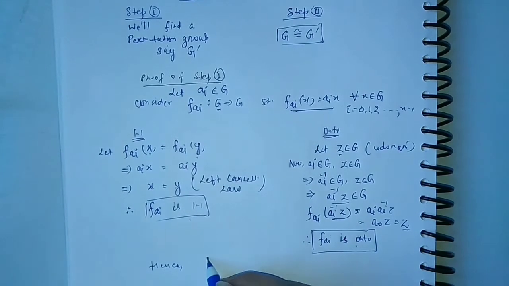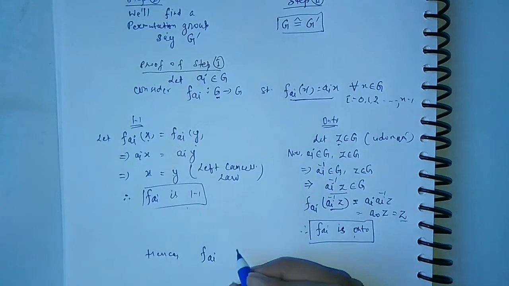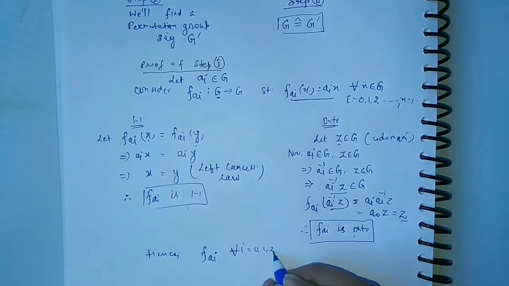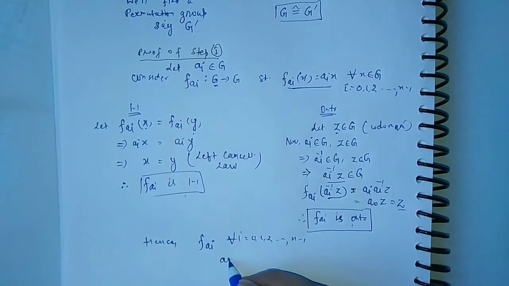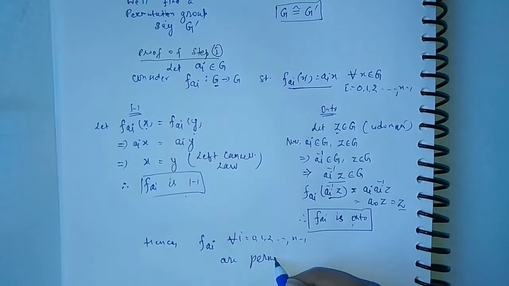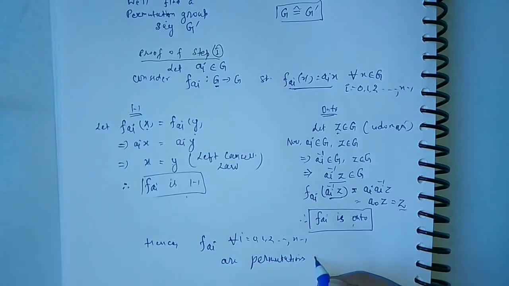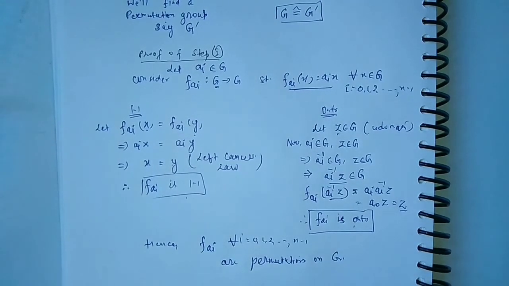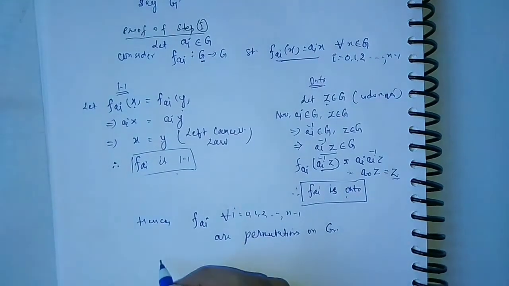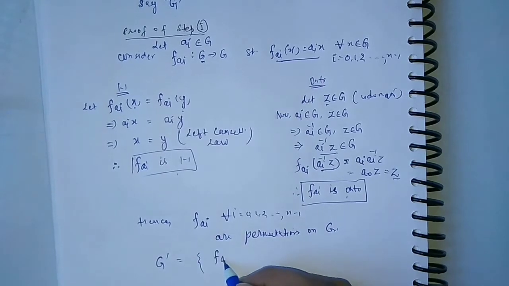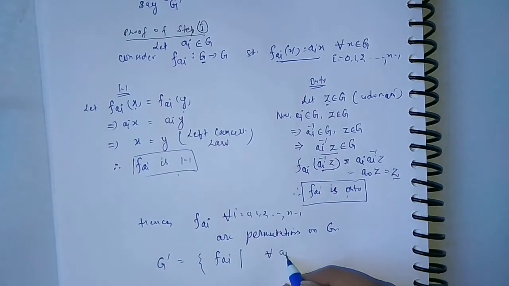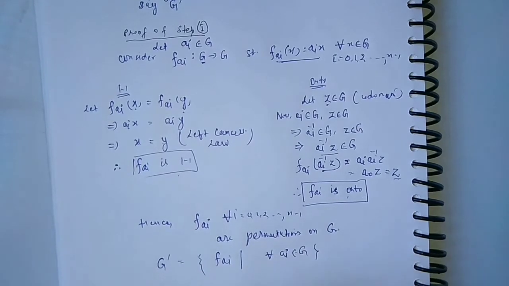Hence f(ai) for all i equal to 0, 1, 2 up to n minus 1, that is, these n functions are permutations on the group G. Now let us make a set of all permutations, f(ai) for all ai from the group G. So this is the set of all permutations.